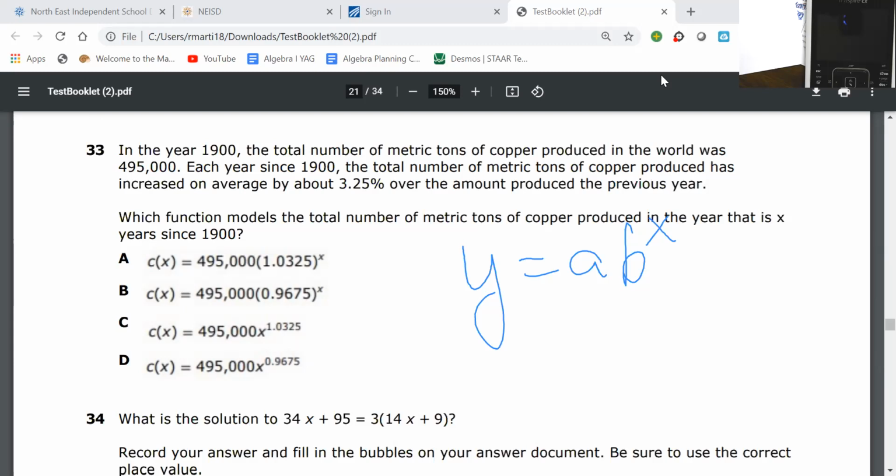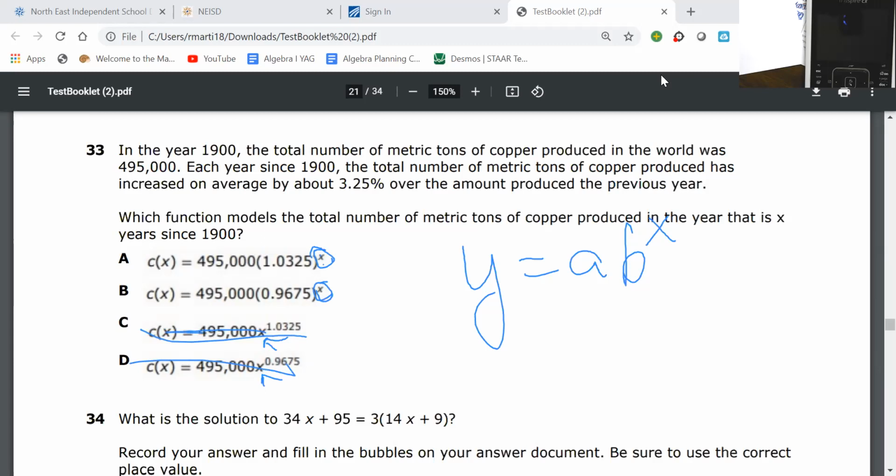Look at answer choices C and D. They have ax to the b. It's supposed to be ab to the x. See, there's x as an exponent, and there's x as an exponent. But here, x is a base, and here it's a base. So it's not one of those.